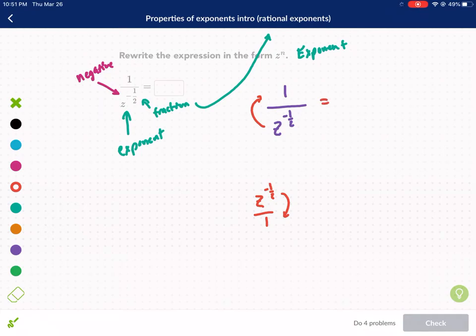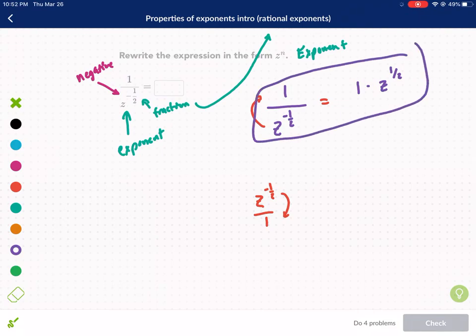So the first thing we're going to do is rewrite this. As it moves from the bottom, it vacates it, and now we just have 1 times z to the positive 1/2. These two things are equal: 1 over z to the negative 1/2 is equal to 1 times z to the 1/2. We just got rid of the negative sign in the exponent. That's very important to recognize.